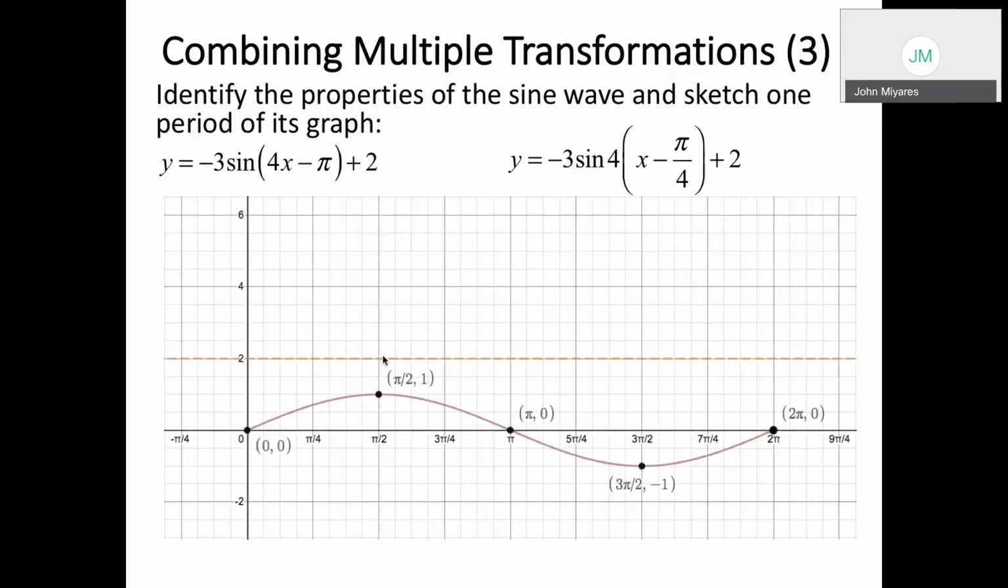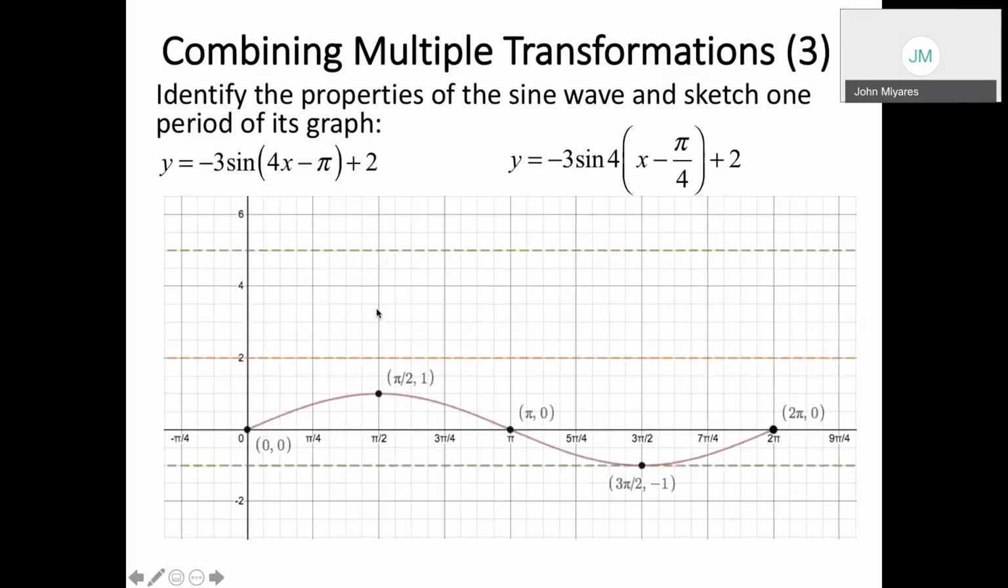The next thing we said we would need to do was look at the amplitude to figure out where the graph was going to have its peak and where it would have its trough. Since the amplitude is 3, the graph is going to go 3 above and 3 below the axis of oscillation. So the graph is going to peak at y equals 5 and it'll dip as low as y equals -1. And I've marked those points with these two green dashed lines here.